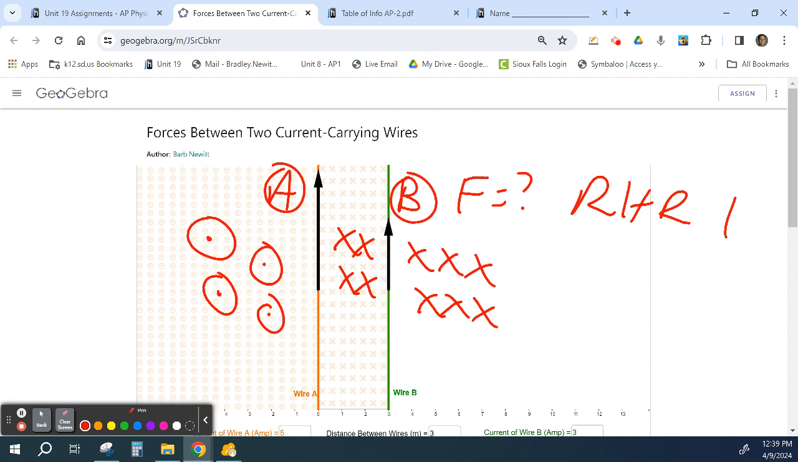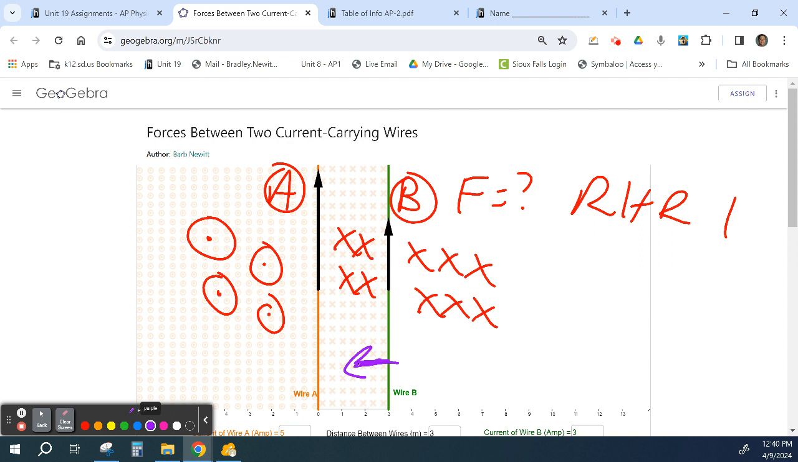Okay, so what direction is the force on B? Well, I've got a magnetic field into the board, I've got some current that's up, and my palm tells me the direction of the force. In this case, wire B would get a force pointing it to the left. Okay. All right. Questions on that part of it? That makes sense. Okay. So we will see this happening.